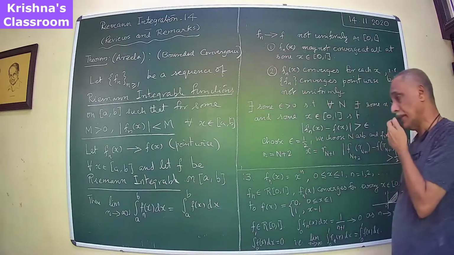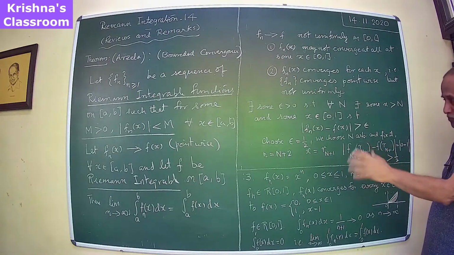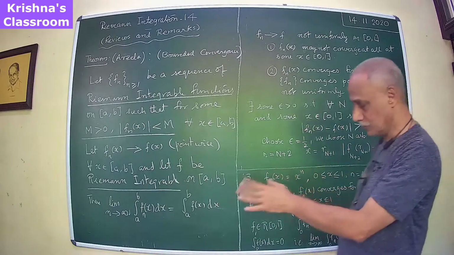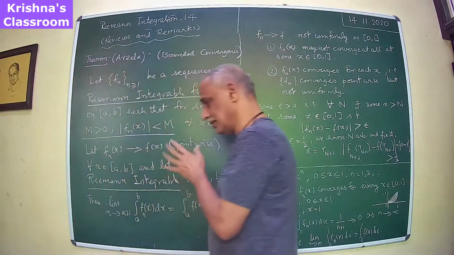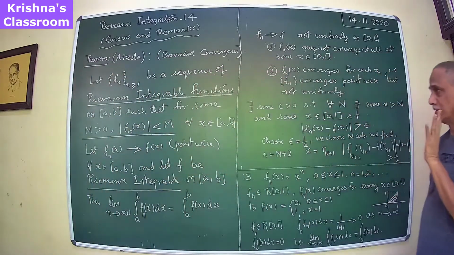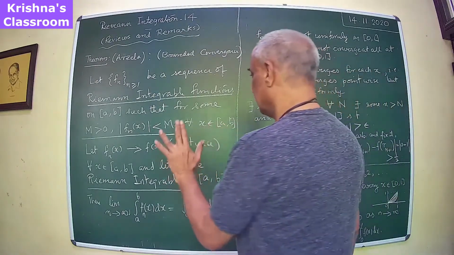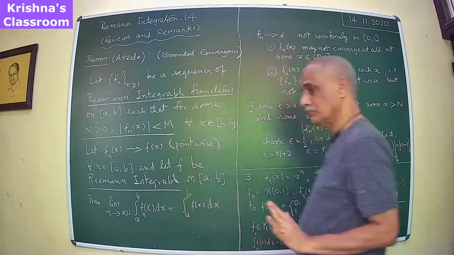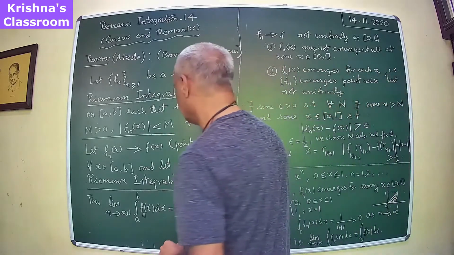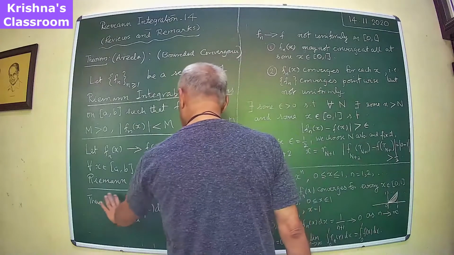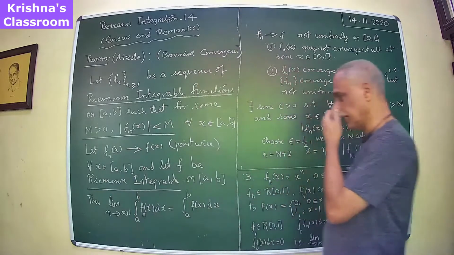Now let us examine. I leave the proof of this to you to work it out. It's not really difficult to work it out. So what are the assumptions that you need? The fns are all Riemann integrable functions. They are all bounded functions, bounded by the same constant m. And then the third assumption is that the limiting function is also Riemann integrable.